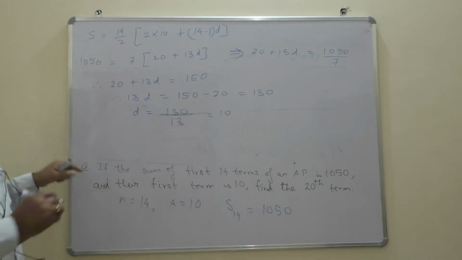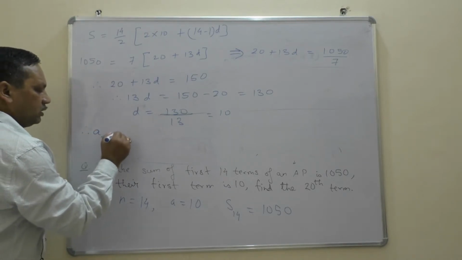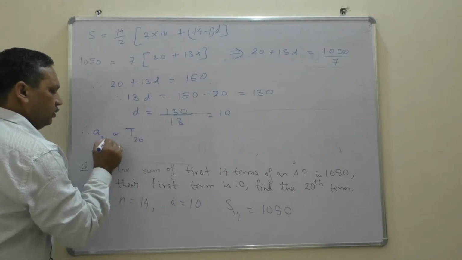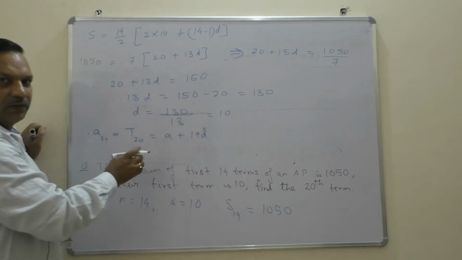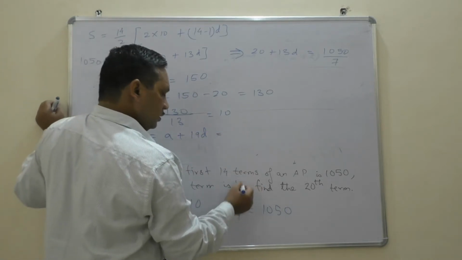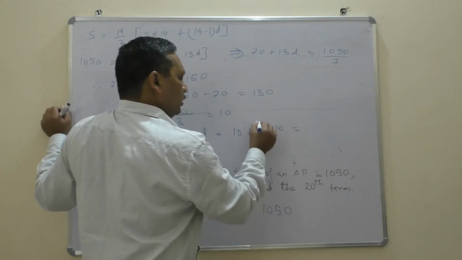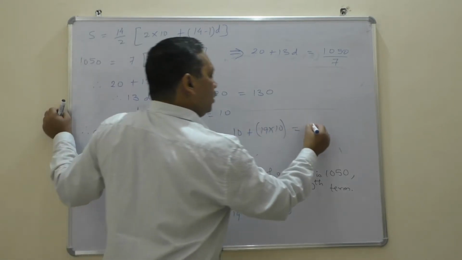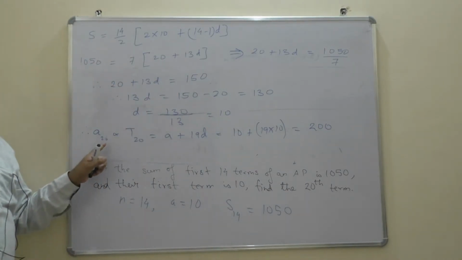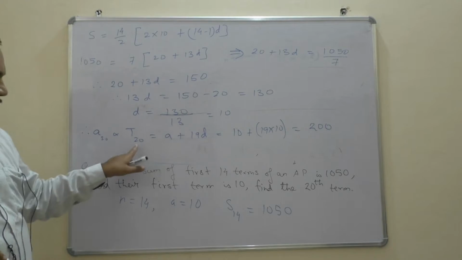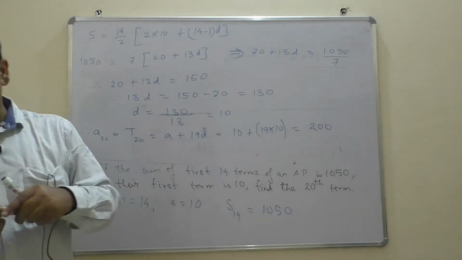Now what does it say? Find the 20th term. Therefore the 20th term, a20, or in some books they write t20, is what? a plus 19d. Yes or no? a plus (n minus 1)d with n equal to 20. So what is this? 10 plus 19 into 10. What is 19 into 10? 190 plus 10, 200. So this is the answer to this question. So I get the 20th term as a plus (20 minus 1)d, that is 19d. Now let's do another question.